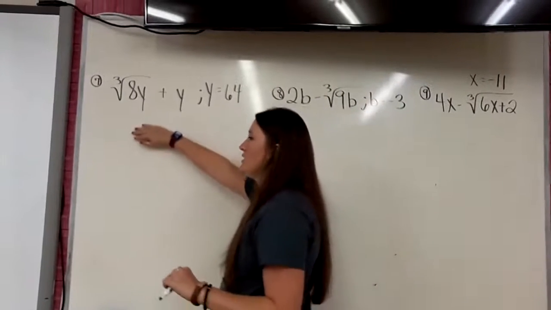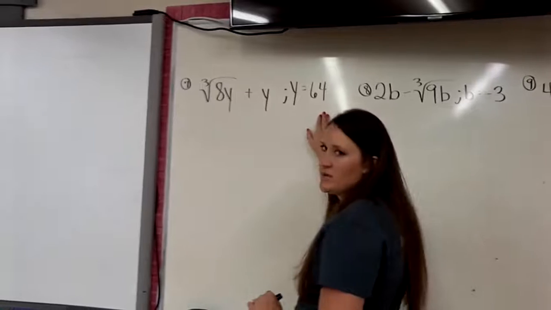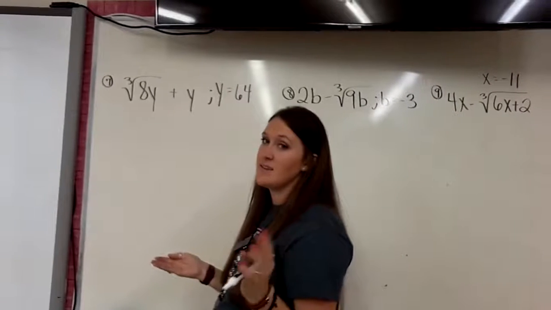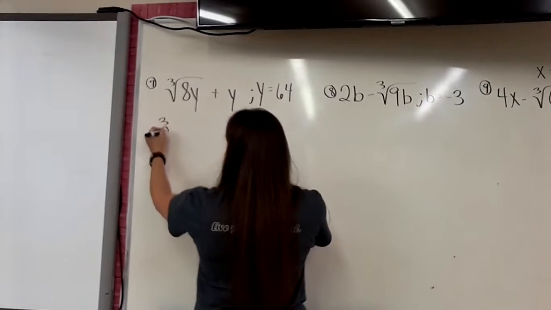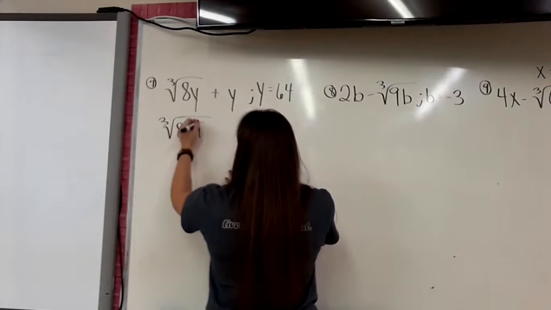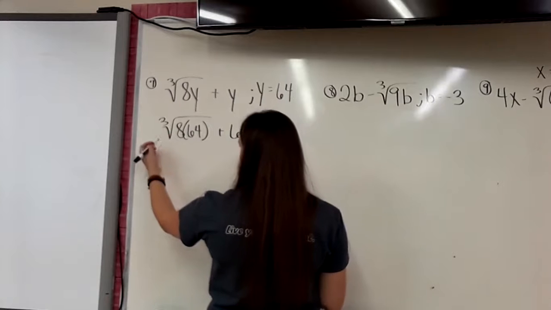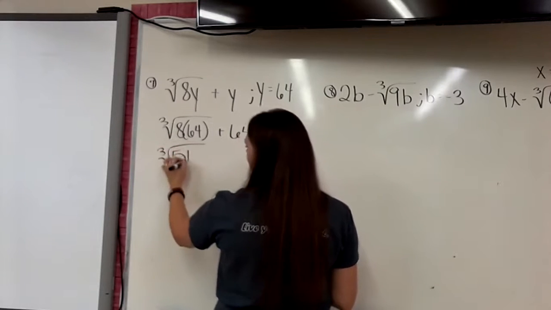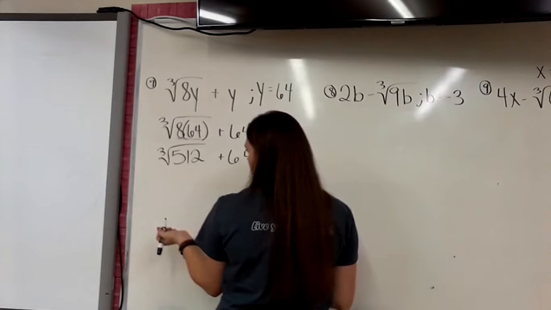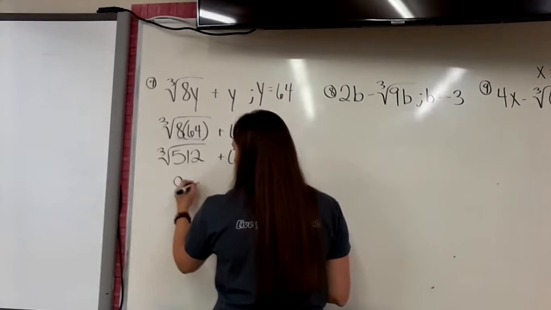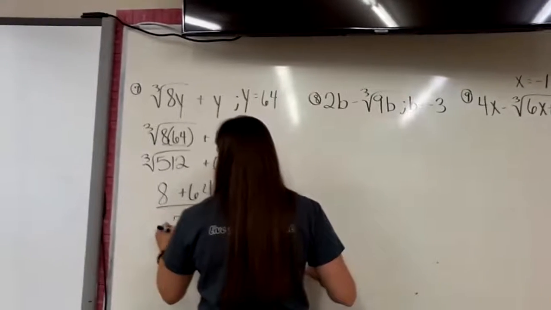So on this first one, number 7, we have the cube root of 8y plus y when y equals 64. The first thing we always do on these is we write it down with the number in there. We rewrite it. So over here we have the cube root of 8 times 64 plus 64 outside that cube root. Well, 8 times 64, if you plug that in your calculator, is 512. Then the cube root of 512 is 8. Okay, and then the last thing we do is add. 64 plus 8 is 72.